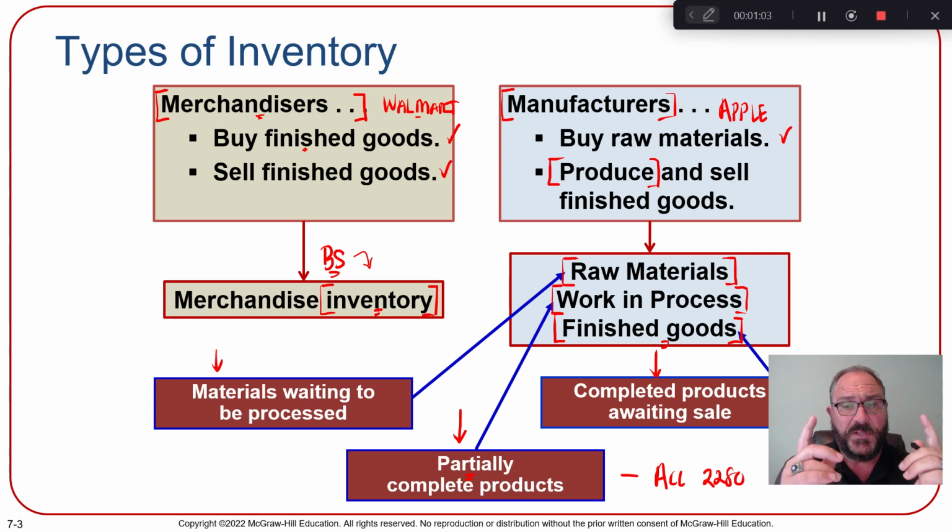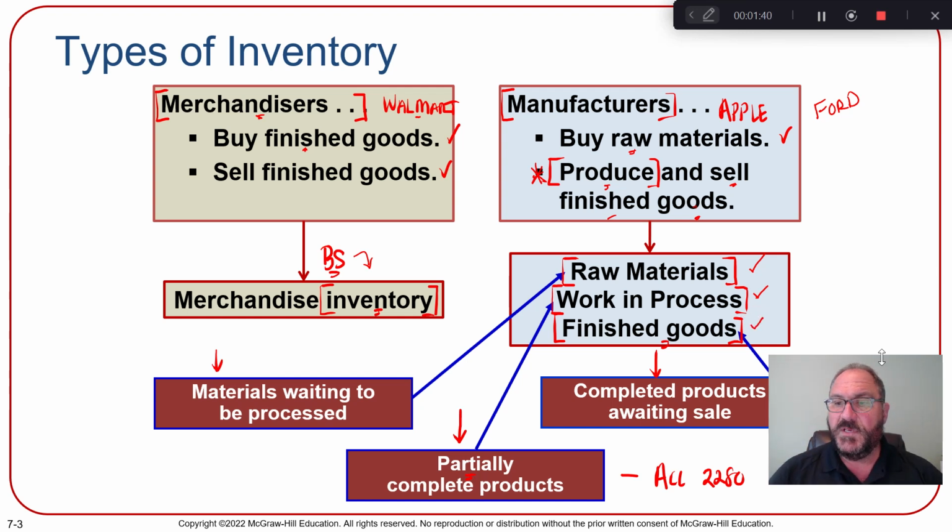Now, manufacturers, on the other hand, so for example, Apple, they buy raw materials and they produce and sell finished goods. So they make the goods right here. This is the important part right here. They make stuff. Ford would be the same way, right? Ford Motor Company. So the difference is on their balance sheet, they have raw materials, being the metal and everything you make cars out of. Work in process, that's the partially built cars, at any point in time. And then they have finished goods, okay?